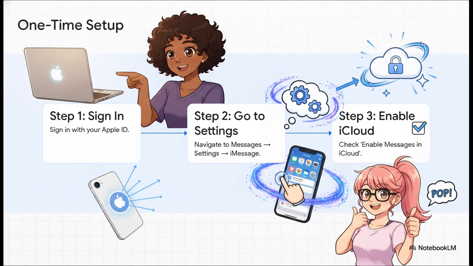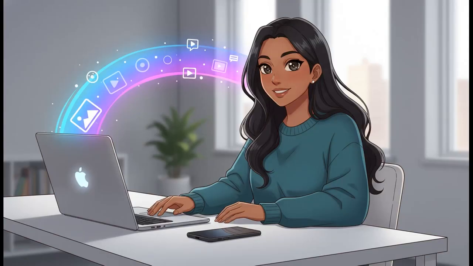First, make sure you're signed into Messages with your Apple ID. Next, you're gonna head into your settings, then find iMessage. And for the last step, just check that little box that says Enable Messages in iCloud. That's it. That's the magic switch right there. And boom, just like that, you are all set.